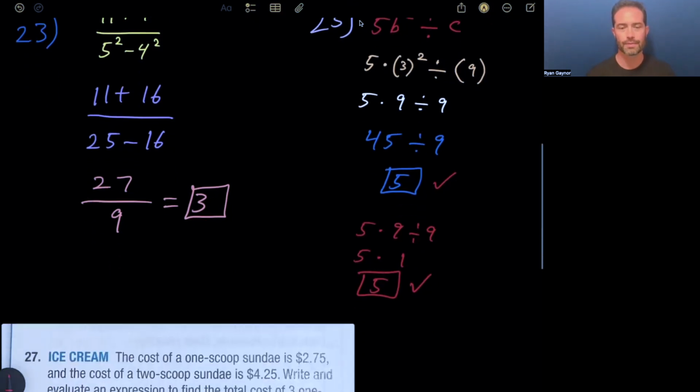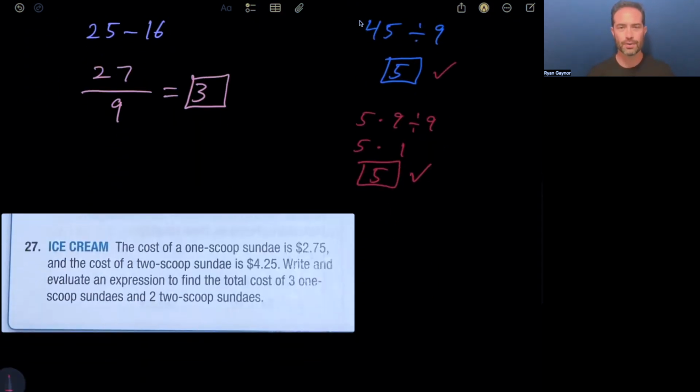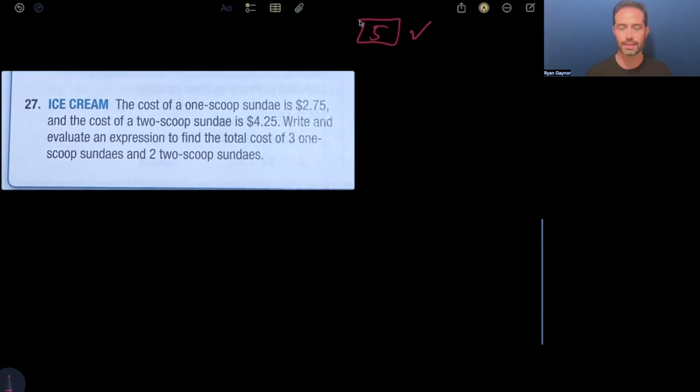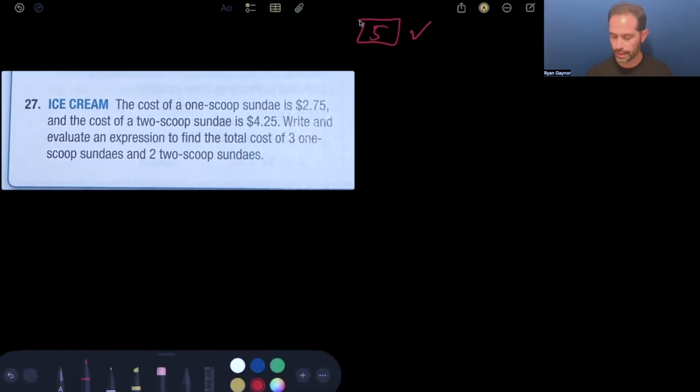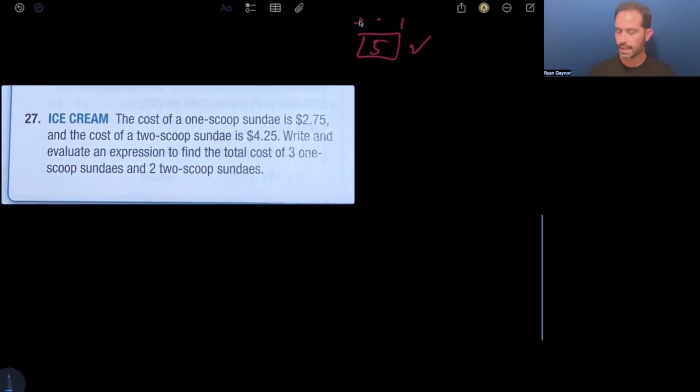Okay, so now we are doing an order of operations word problem for Algebra 1. Here we go. This is number 27. So let's read it together. And look, I highly recommend that you read the question twice, okay? And then you write down some key words. So here we go. We're talking about ice cream. Ooh, boy, do I love ice cream. All right, so here we go.